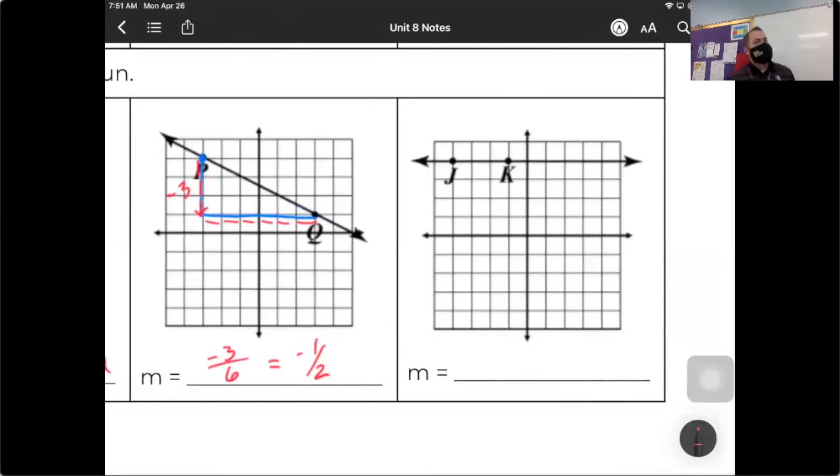Okay, now do you guys get some of these where you can just look at them and know what they're going to be? What's the slope, Braden? 0, right? Because there's no rise. It's all run. It'd be 0 over a run of 3 from J to K, which is just 0. Good. You guys get that. Horizontal lines will always have a slope of 0. Vertical lines will always have an undefined slope.